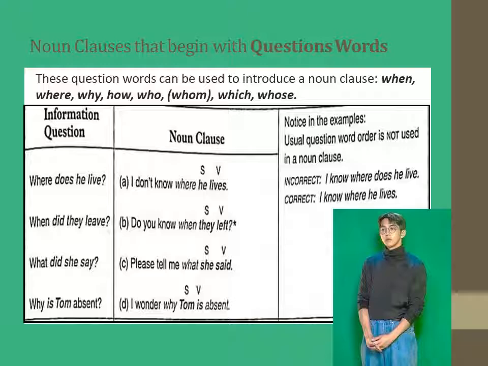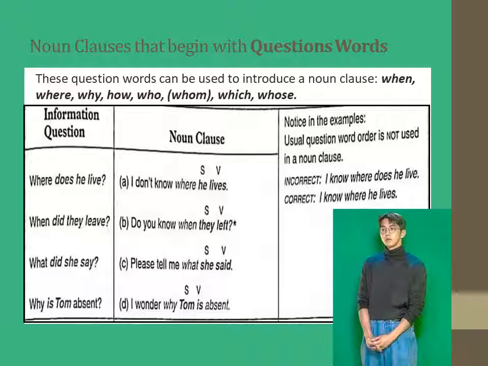Okay, so let me give you some examples. From the information question, where does he live? We can make a noun clause like example A. I don't know where he lives. Notice in the example, the usual question word order is not used in a noun clause. So you cannot say, I know where does he live. It is wrong, because it is a question. It should be, I know where he lives. So we don't use the auxiliary does anymore because it is not a question anymore. It has already become a clause.